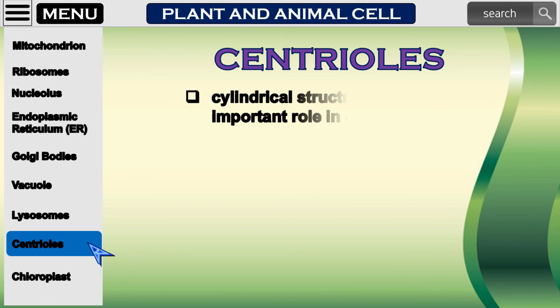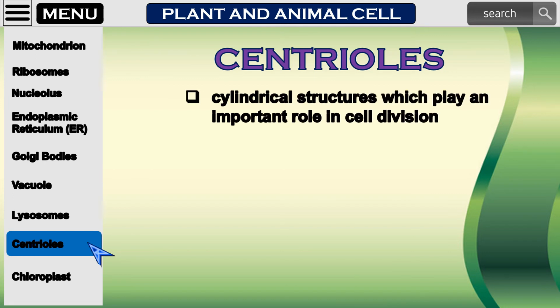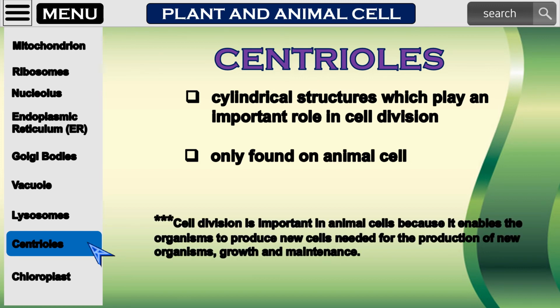Centrioles are cylindrical structures which play an important role in cell division. This structure can only be found in animal cells. Cell division is important in animal cells because it enables the organism to produce new cells needed for the production of new organisms, growth, and maintenance.